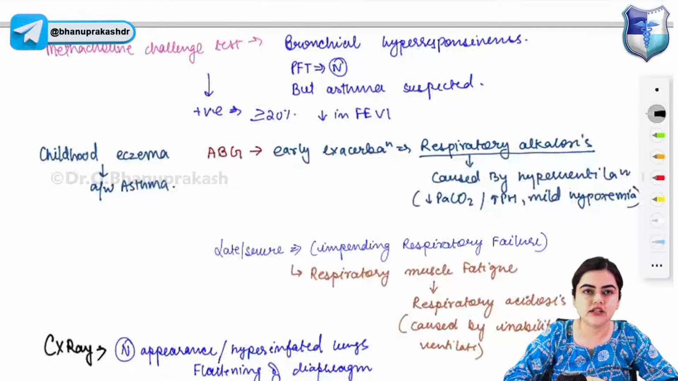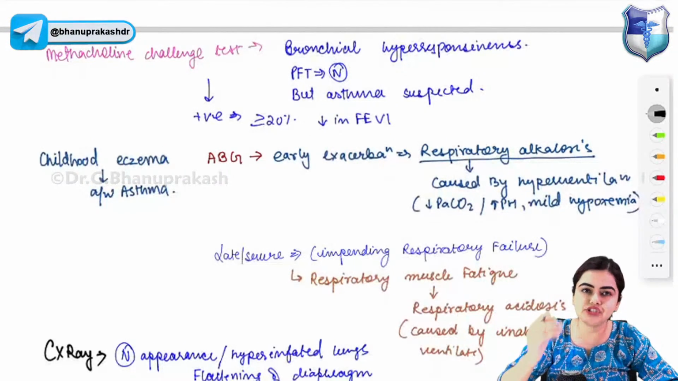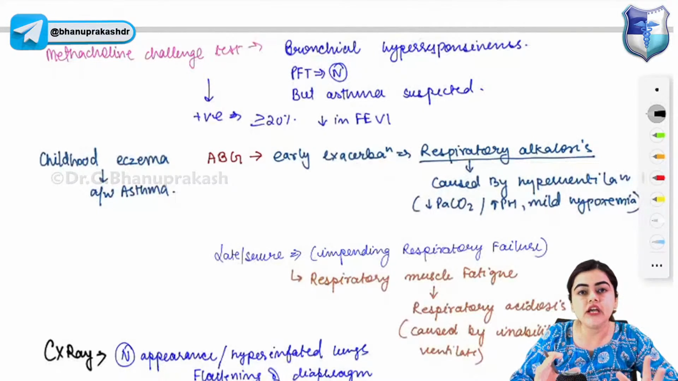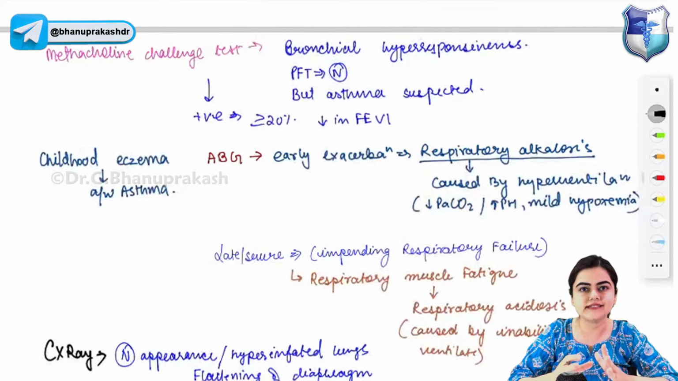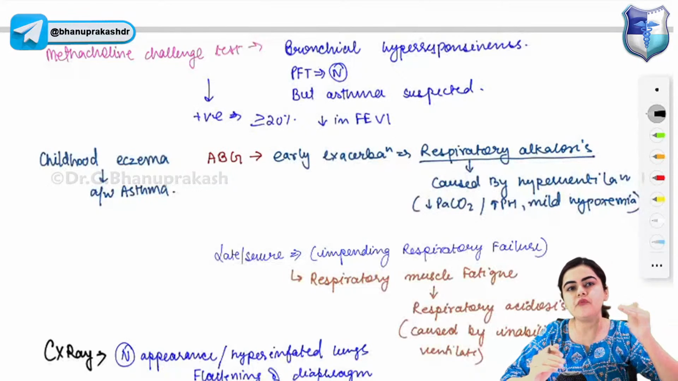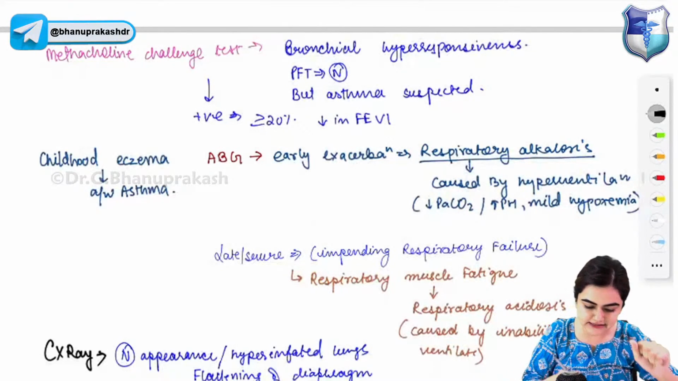Let's move to the next thing, that is we perform a special test in case of asthma, that is methacholine challenge test. Methacholine challenge test is used to see the bronchial hyperresponsiveness if asthma is suspected. If we are suspecting asthma in a patient but his pulmonary function tests are normal and we want to check for bronchial hyperresponsiveness, we will perform methacholine challenge test.